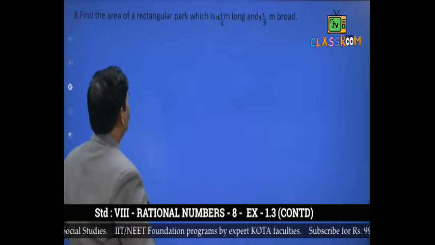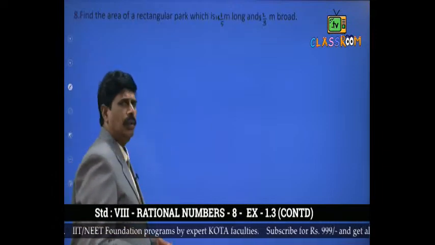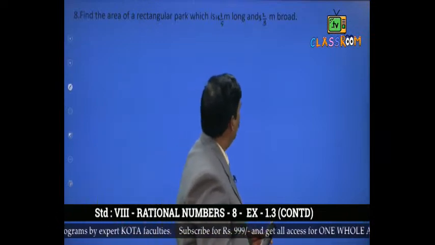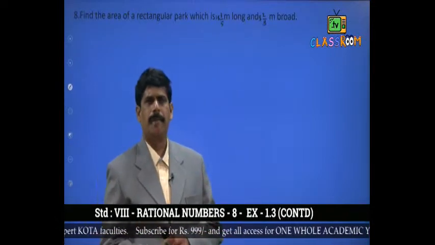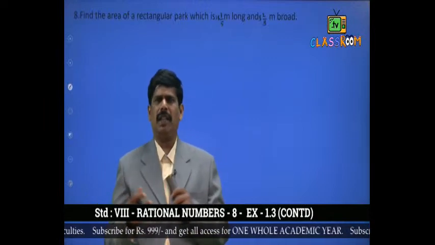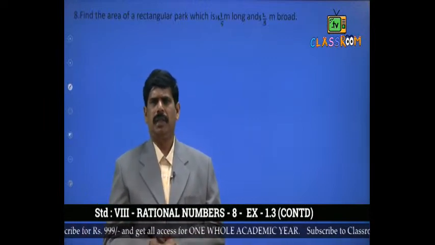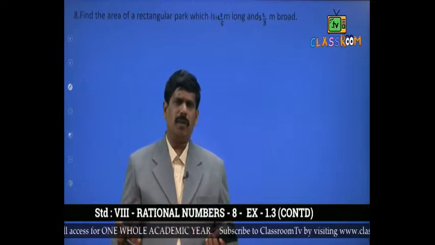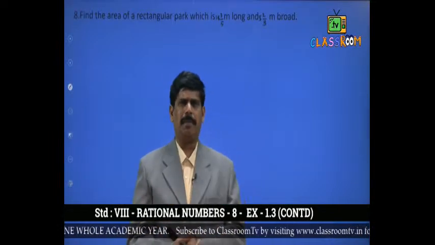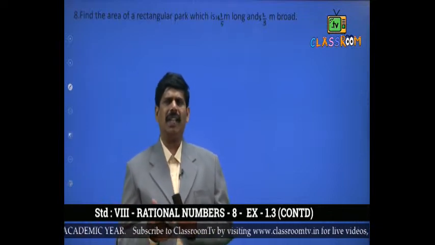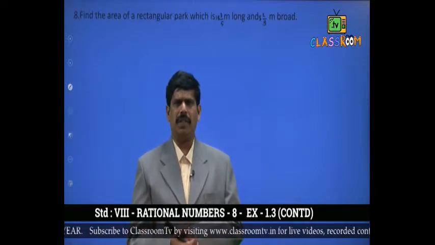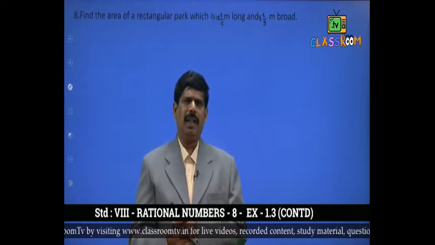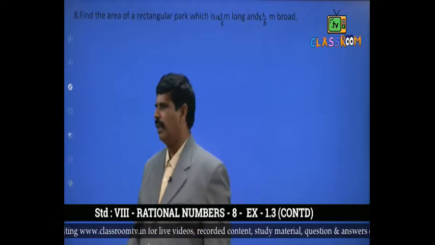Find the area of the rectangular park which is 18 3 by 5 meters long and 8 2 by 3 meters broad. So the dimensions are given. The length of the park and the breadth of the park are given, and it is also mentioned the park is rectangular in shape. So we are asked to find the area of the rectangle. What is the formula for the area of a rectangle? Length into breadth. Let us see now.